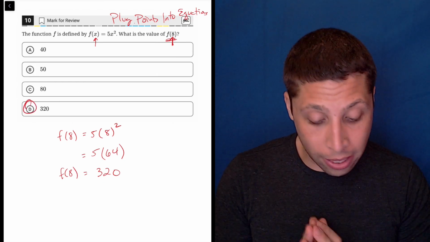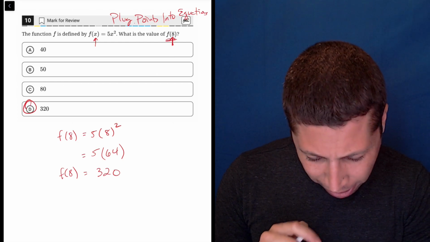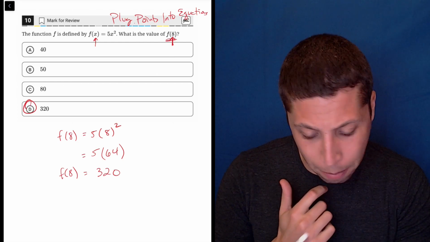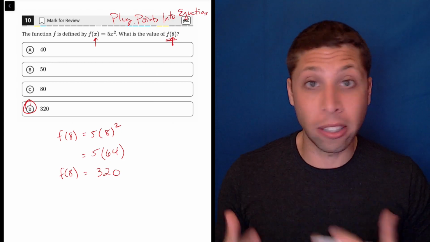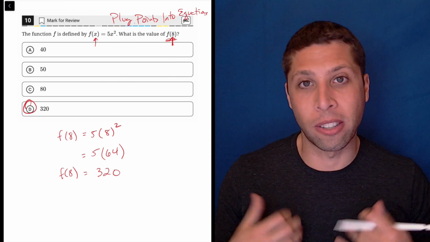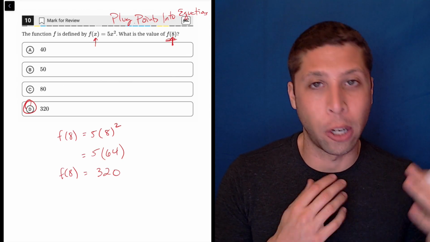So make sure you put things in the right place. Here, I don't think you'd get another answer if you put the 8 in for the y, but you really just don't want to mess this up. This is very simple math. It's just plugging in numbers. It's something very common on the SAT. So just try to jump into that way of thinking very quickly.